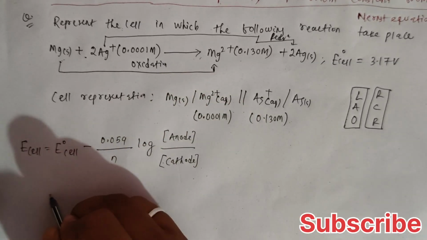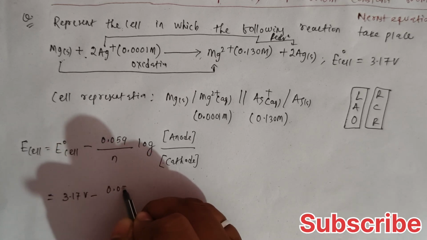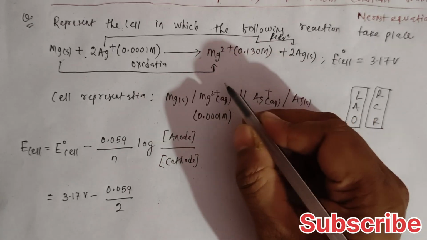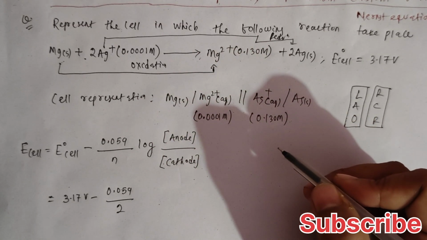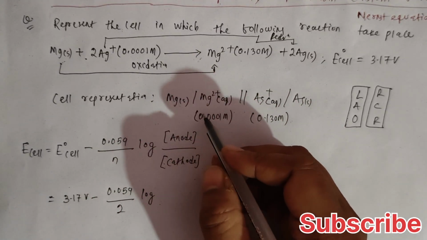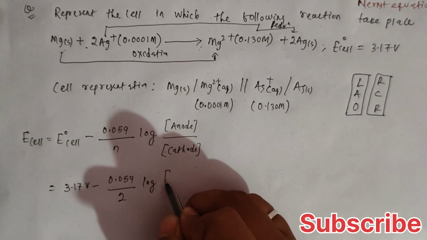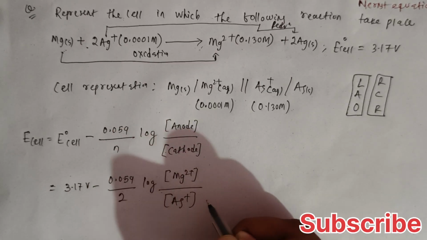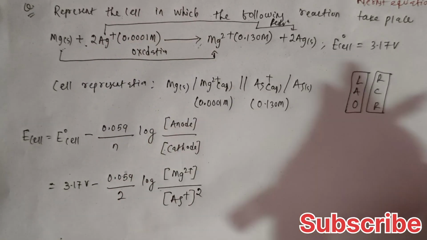So E cell is equal to 3.17 volt minus 0.059 volt divided by 2. n means the number of electrons involved. How many electrons are involved here? 2 electrons. Clear? Now come to the log of anode. Anode means the concentration of Mg2+, and cathode means Ag+. But the point is that the coefficient of Ag+ is 2, so we have to assign a power of 2 here.